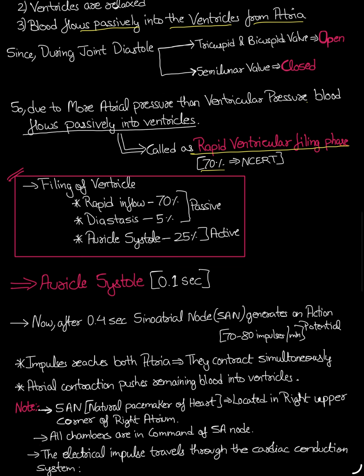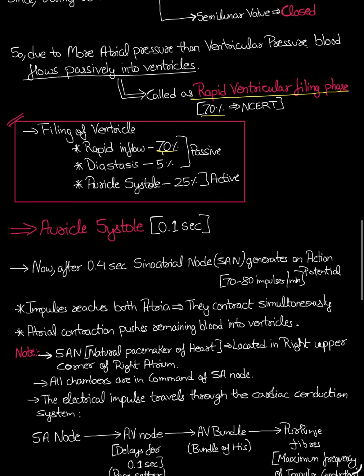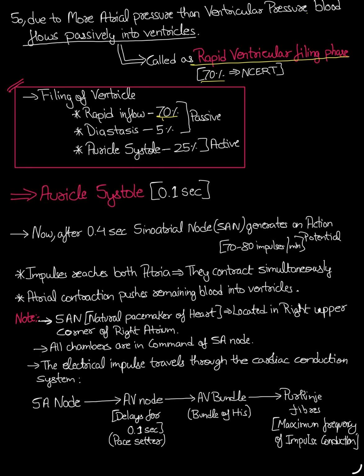But if we go deeper, a little bit extra knowledge: rapid inflow is about 70%, and diastasis is 5%. Diastasis is the process in which it is also passive, in which drop by drop blood comes inside the ventricle. All this 75% is passive, 25% is active, which is the auricle systole, which is around 0.1 second. So what happened after giant diastole?